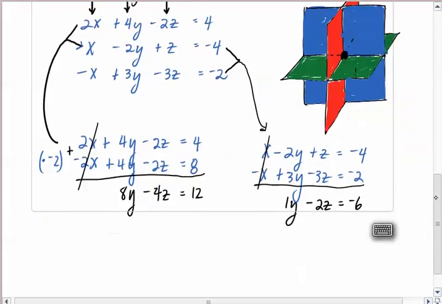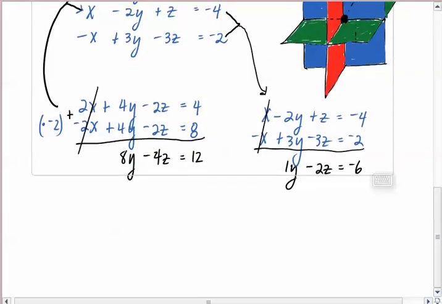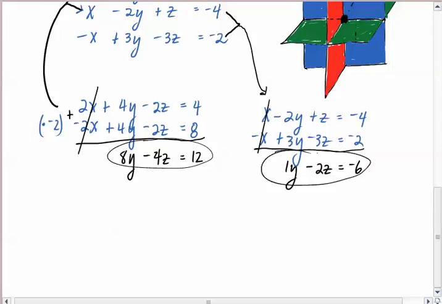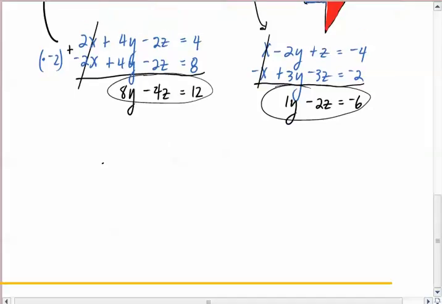Okay, terrific. Now I'm going to take these two equations and stack them on each other. Gosh, what is wrong with this? Just a second. I'm not sure why that was doing that, but we'll press on. Here we go. So now I have my 8y minus 4z is equal to 12. There's that one. And now y minus 2z is equal to -6. So now I have a two-variable system.